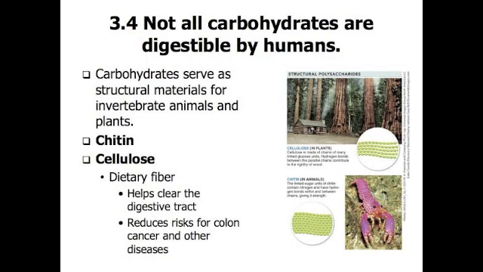Unlike humans, termites and ruminant mammals, such as cows, have microorganisms living in their guts that are able to break down cellulose. That's how termites can chew on wood, and ruminants can extract usable energy from the freed glucose molecules of cellulose in the grass and other plants that they eat.